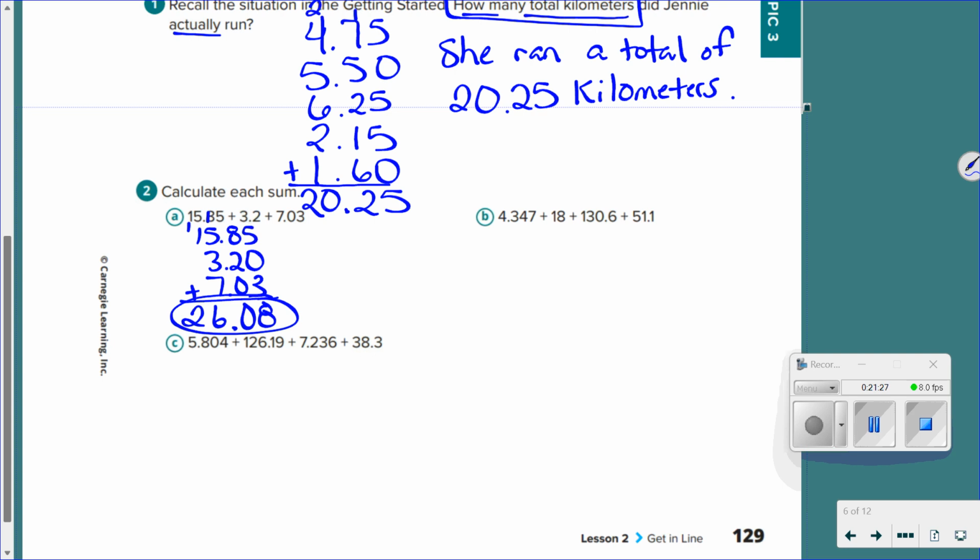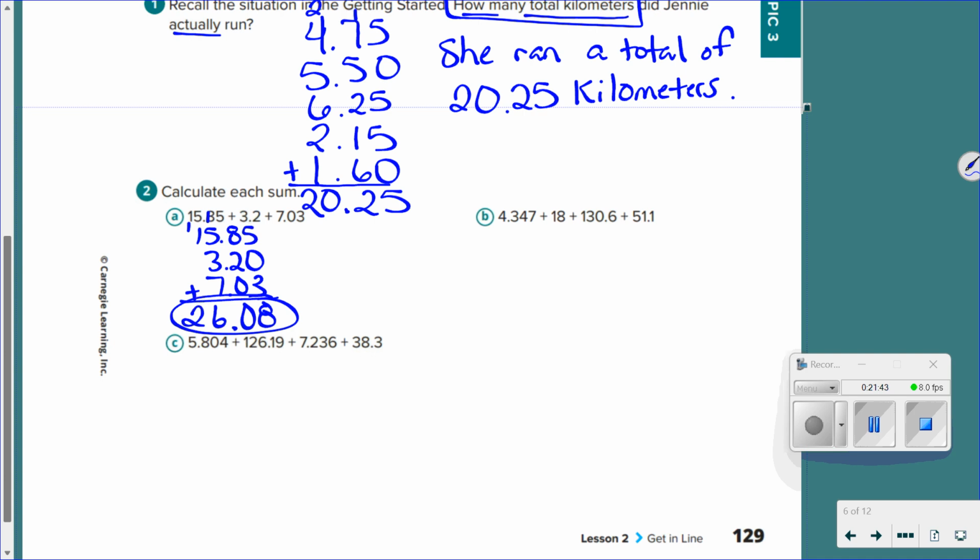Understand about the top one. Because we rounded the whole numbers, the decimals aren't going to be as close as you'd expect. But is it reasonable? Yes. Okay, that's all we're worried about.